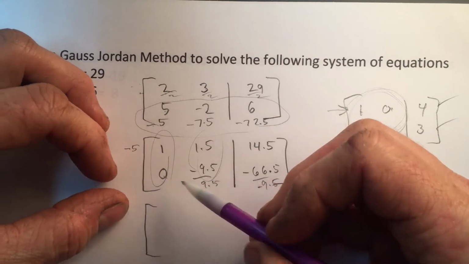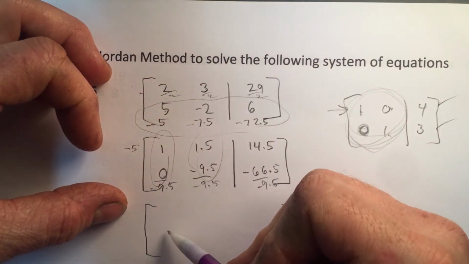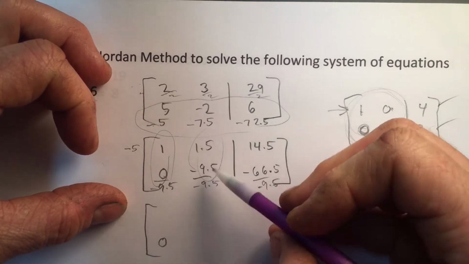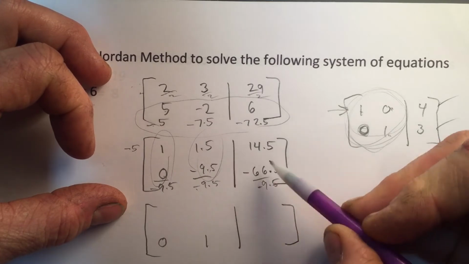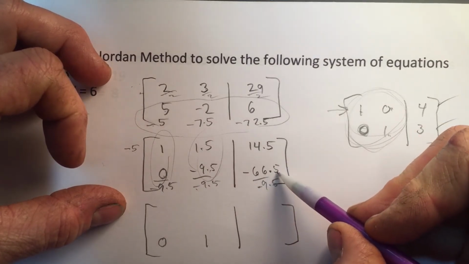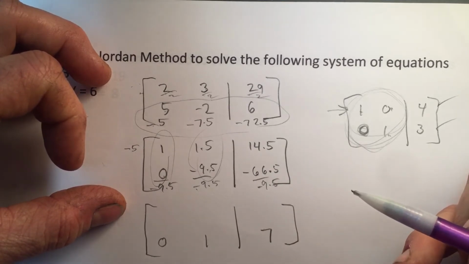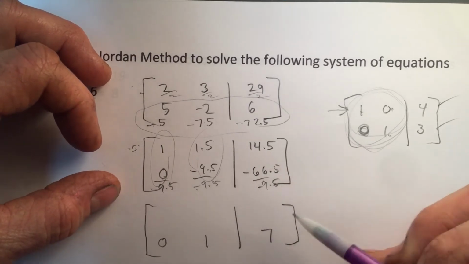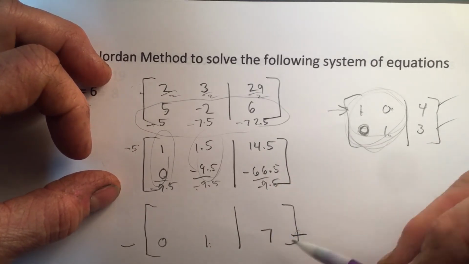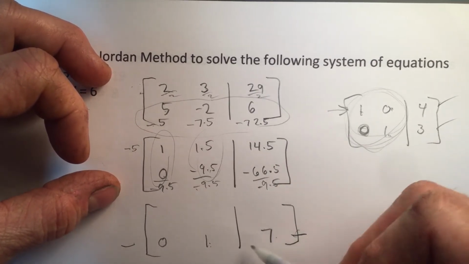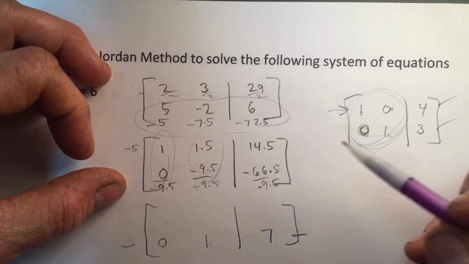All right, so 0, oh, I got to divide that by negative 9.5 too. 0 divided by negative 9.5 is 0. Negative 9.5 divided by negative 9.5 is 1. And then negative 66.5 divided by negative 9.5 is 7. Now I've got this row completely done because I got my 0 and my 1. And I can already see 7 is what y is. So I know 7 is the solution for y.